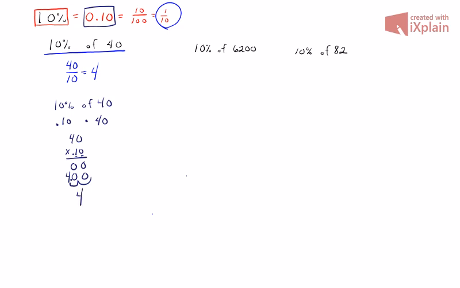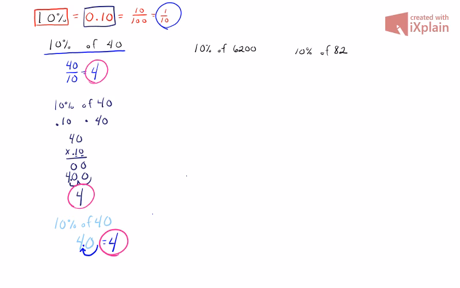You also have a shortcut. So if I'm asking you to do 10% of 40, what I can do is take 40 and essentially just move the decimal in once. And then we'll see that I also get 4. So as you can see, no matter which option you are picking, you will always arrive at the same solution.